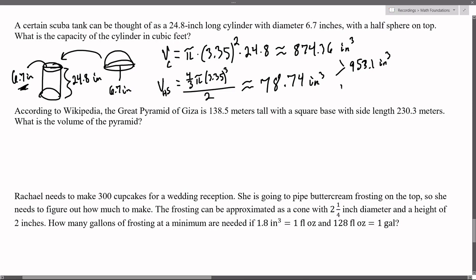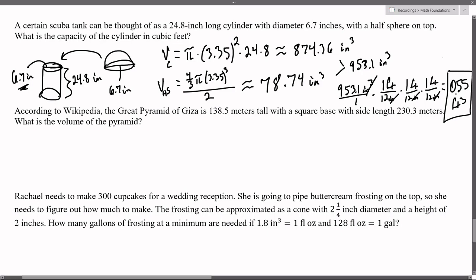So I need to do this: there are 12 inches to 1 foot, so I need to multiply that by itself 3 times. The inches cubed cancel, and then feet times feet times feet gives us feet cubed. I'm getting 0.55, rounded to 2 places, feet cubed for that capacity.